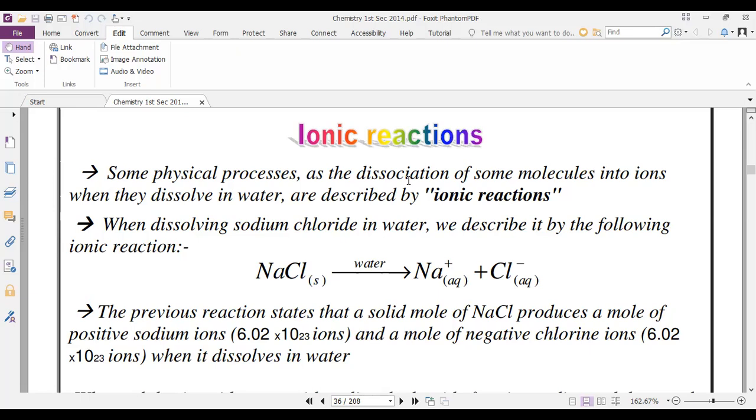As when dissolving sodium chloride in water, we describe it by the following ionic reaction. NaCl is an ionic compound. By dissolving in water, it will be ionized into sodium ion plus chlorine ion. So it is called ionization, or ionic reaction. The previous reaction states that a mole of solid NaCl produces a mole of positive sodium ion, which equals 6.02 × 10^23 ions, and also a mole of negative chlorine ion, which also equals 6.02 × 10^23 ions when it dissolves in water. Okay?